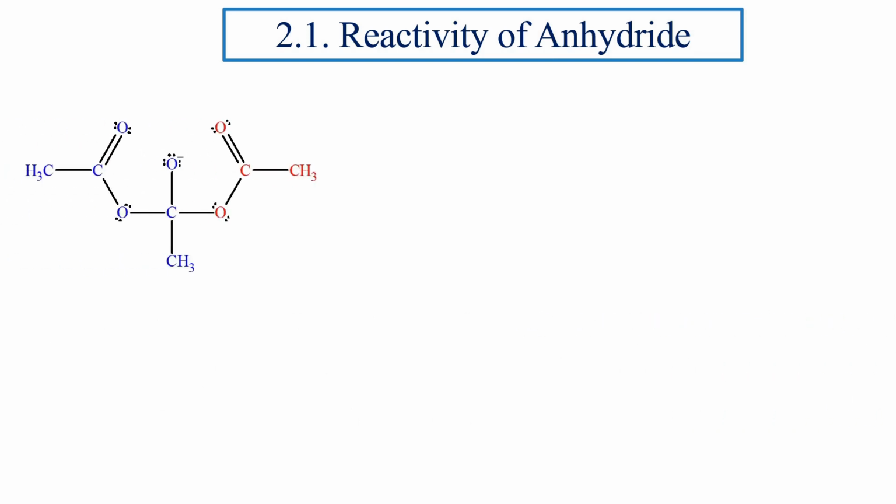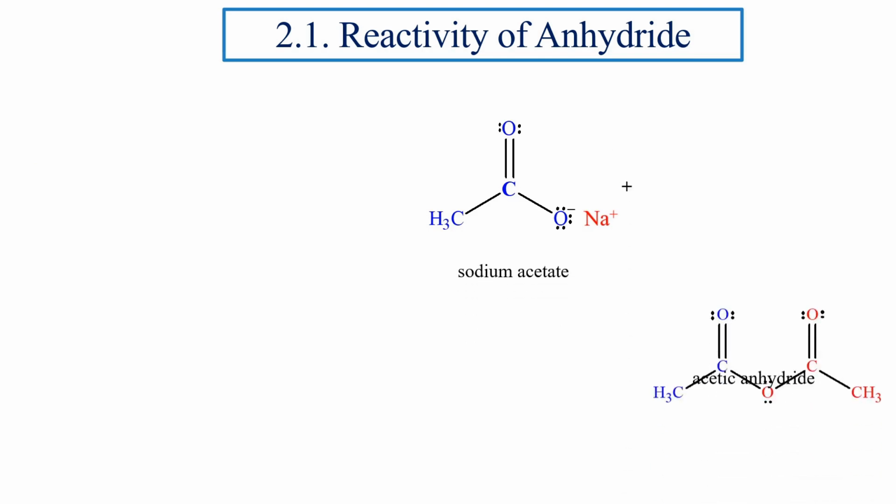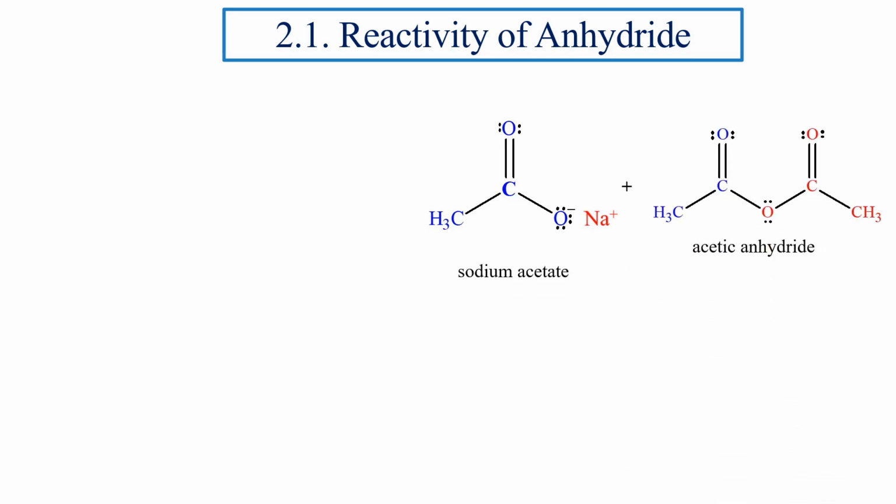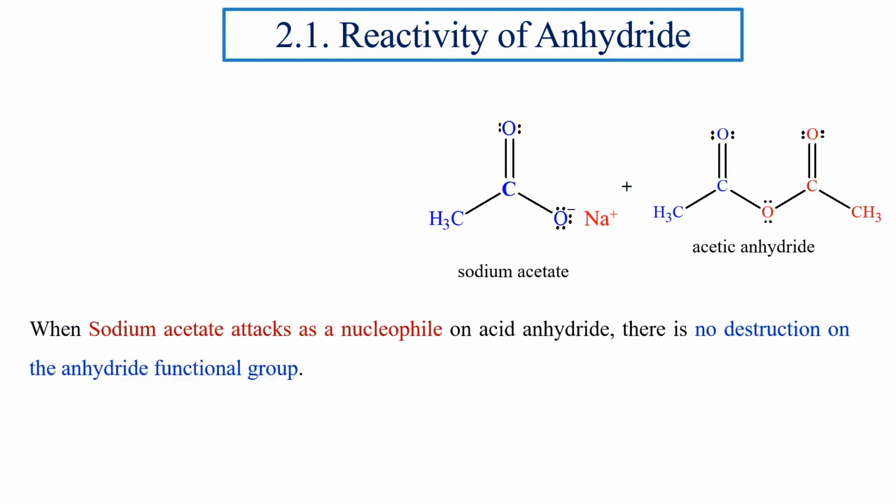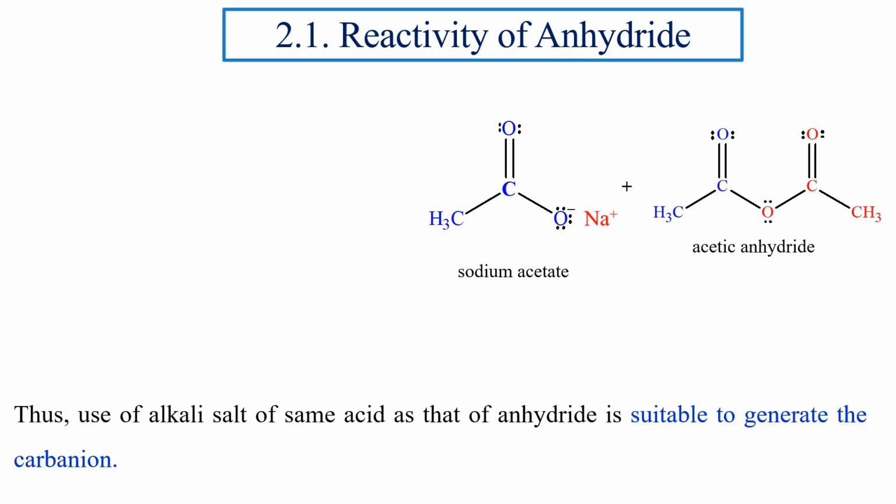And this addition product rearranges to give back the reactants again like this. This is the sodium acetate, and this is the acetic anhydride molecule that is formed again. Hence, when sodium acetate attacks as a nucleophile on acid anhydride, there is no destruction of the anhydride functional group. Thus, use of the alkali salt of the same acid as that of the anhydride is suitable to generate the carbanion.